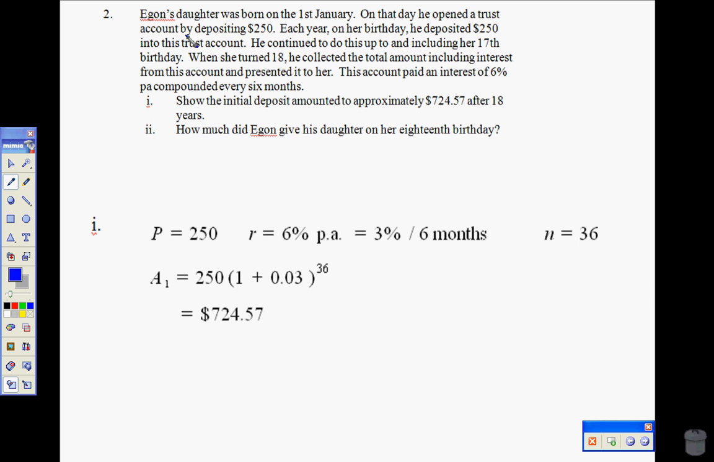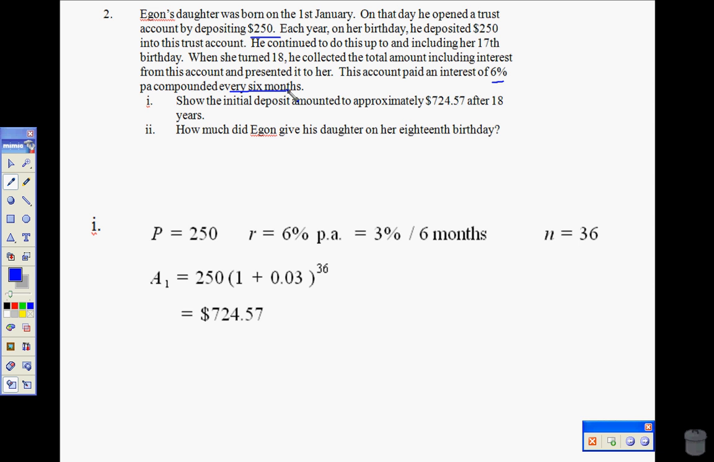If we look at the next question, it's similar again, but there are some subtleties applied here. So Egon's daughter was born on the 1st of January, and that day he puts $250 in a trust account, and then each year on her birthday he deposits $250 in the trust account. He continues to do this up until her 17th birthday, and when she turns 18, he collects the total amount including the interest and presents it to her. Now, what we've got to pay attention to is that the account pays 6% interest per annum, but it's compounded every 6 months.